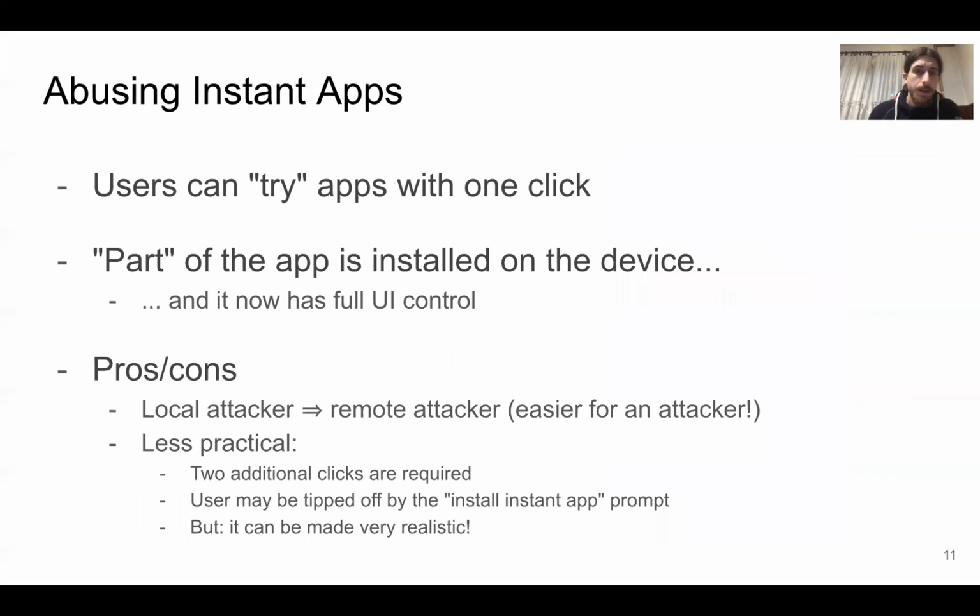Okay. And again, one thing we explored already is how to abuse Instant Apps, where a user would be able to try apps with one click, and some part of the app would be stored on the device. And this part, even if it's not a completely installed application, will still have full control of the UI, and you can pull off these UI attacks. Okay, so there are pros and cons. The one aspect is that you are assuming a local attacker, and it's more tricky to have a local attacker with respect to a remote attacker.